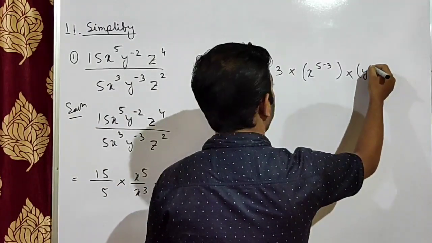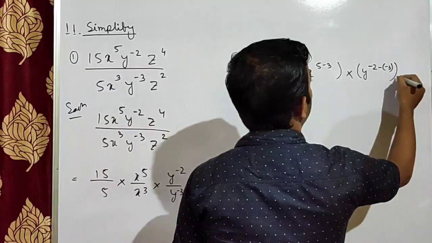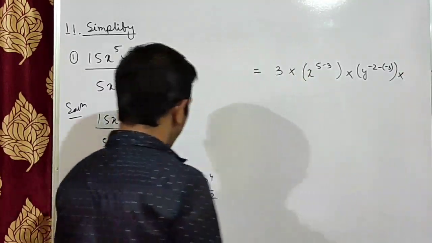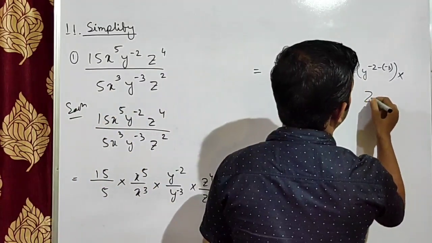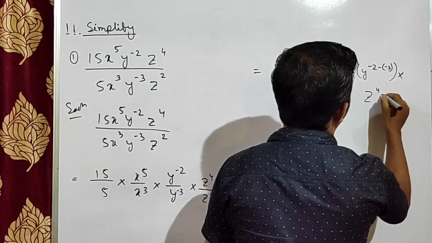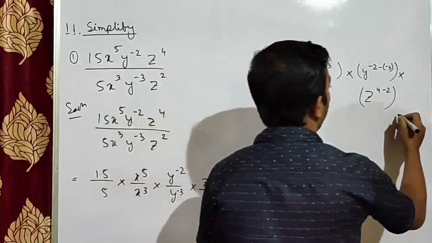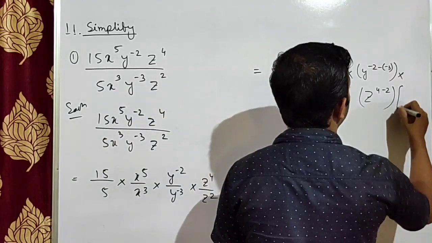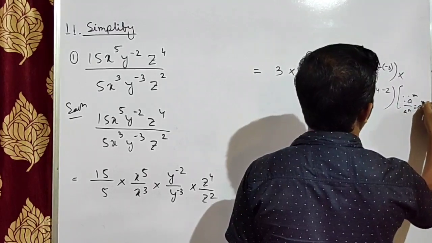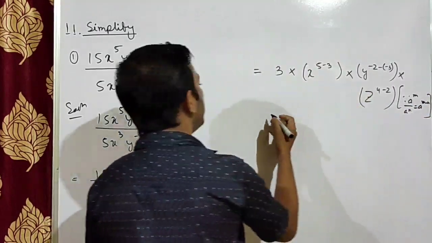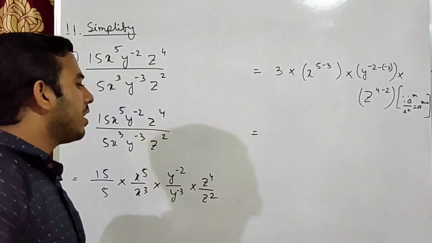y to the power minus 2 minus 3, isn't it? Then again, z to the power 4 divided by z to the power 2 means what? z to the power 4 minus 2, isn't it? Why? We have one law. In bracket we will write, since a to the power m divided by a to the power n equals a to the power m minus n. Clear? Just use the law and simplify. Is this any difficult question?